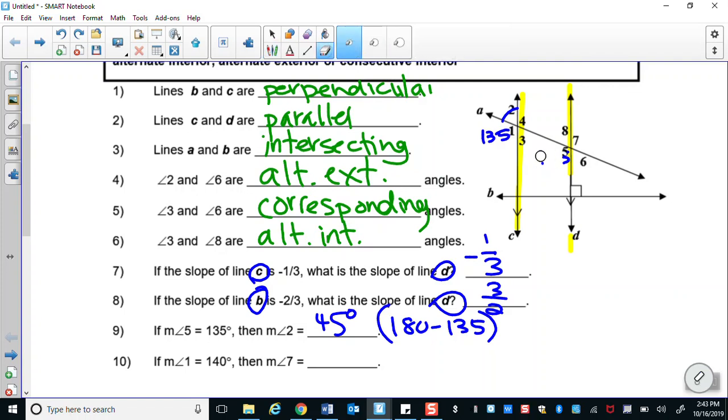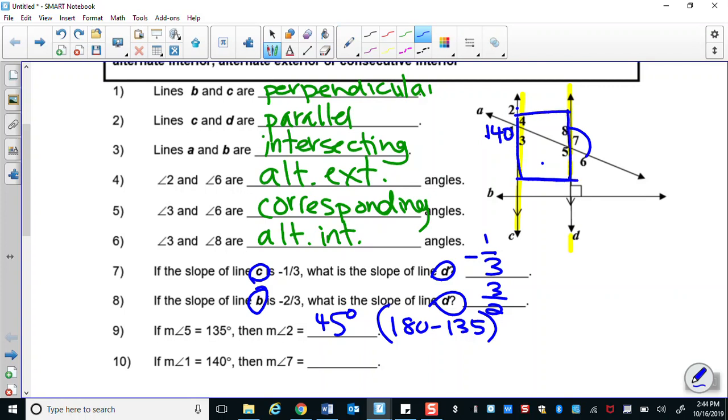Now let's erase that and go to the next one, where we're looking at if angle 1 is 140, then what would angle 7 be? So we're looking at this angle here. So again, if this is 140, aren't these alternate exterior? Again, if I make my box here, you can see that those angles are outside and they're on opposite sides of my transversal, so we know they're congruent. So if 1 is 140, then 7 is 140.